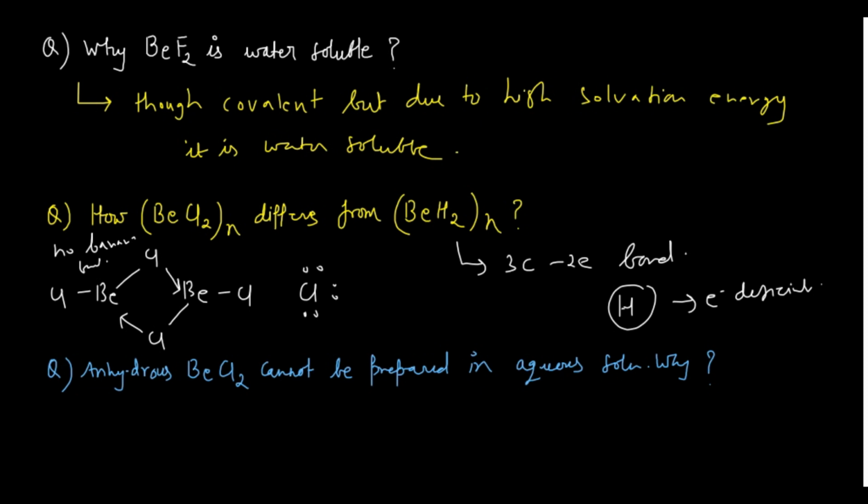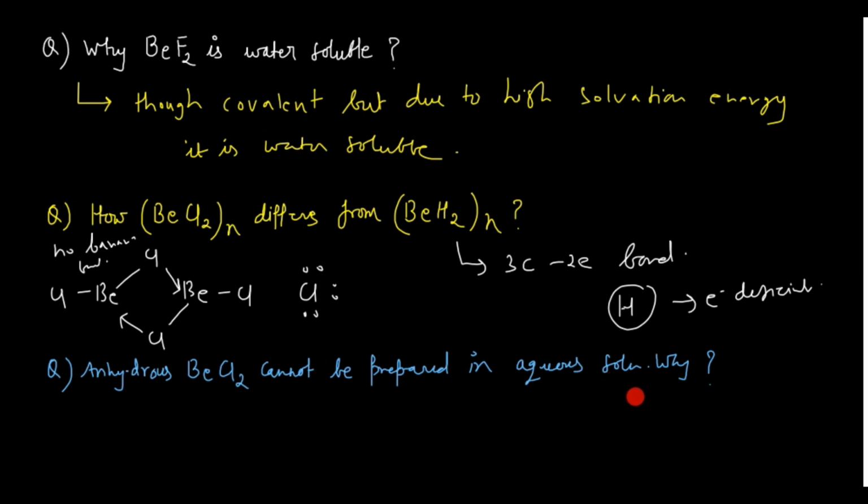Basically what happens when this bridge forms is that a halogen atom bonded to one of the beryllium atoms uses a lone pair of electrons to form the coordinate bond, while this is not possible in the case of hydrogen, right? I hope this is clear now. Now next is what? Anhydrous beryllium chloride cannot be prepared in aqueous solution.